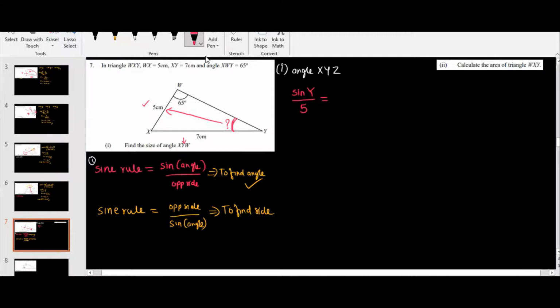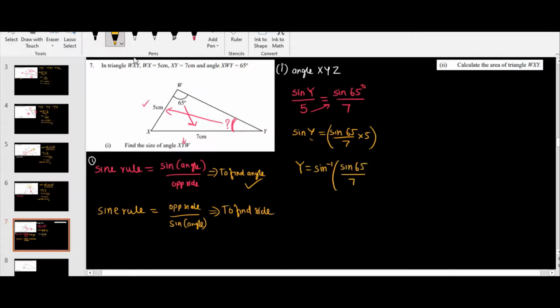equal. Then the other side, 65 degrees, its opposite side is 7 centimeters. So I will write sine 65 degrees divided by 7. Since we have to find sine Y, I have to get rid of this 5. So this 5 will go across to the other side. It will become sine Y equals sine 65 divided by 7 multiply 5. So this you can write in the bracket. Since we have to find the angle Y here, I have to move this sine to the other side. So it will become Y equals sine inverse of, we can write this all again, sine 65 divided by 7 multiply 5.